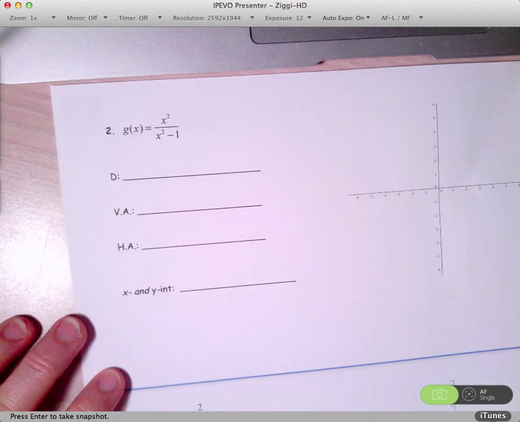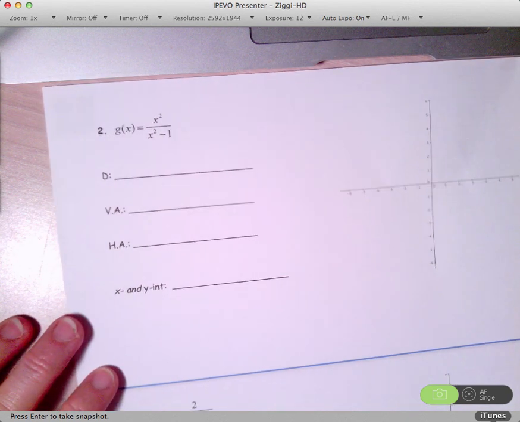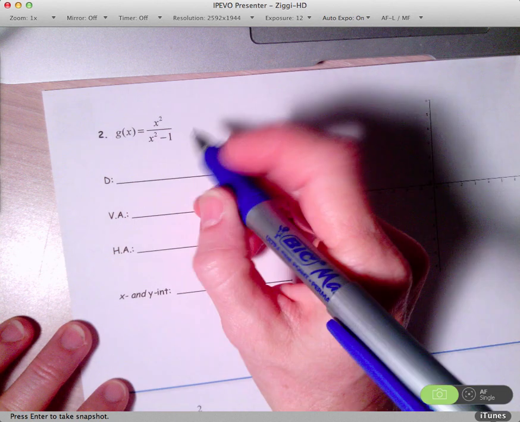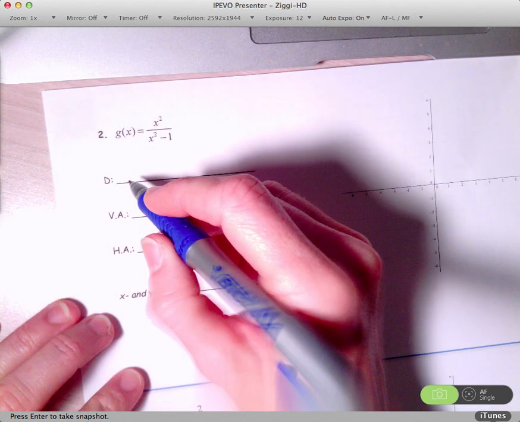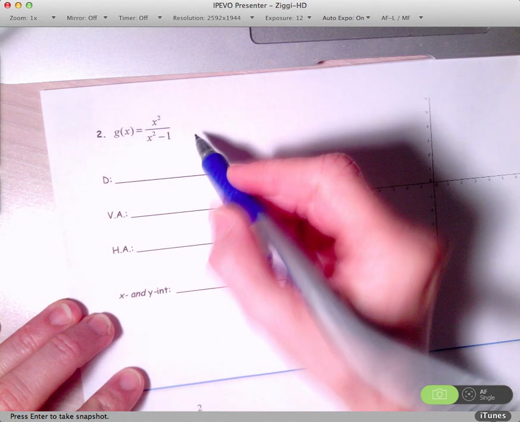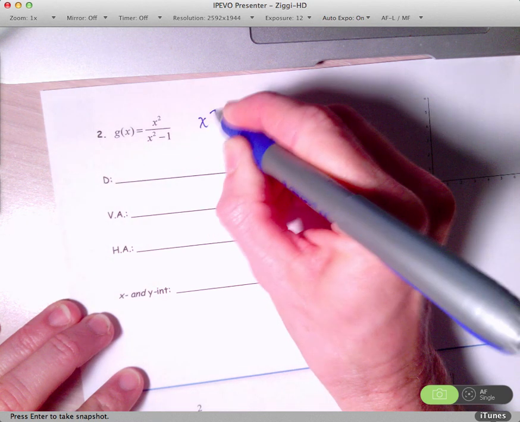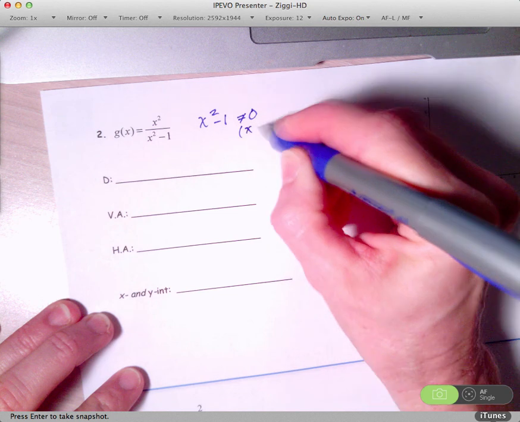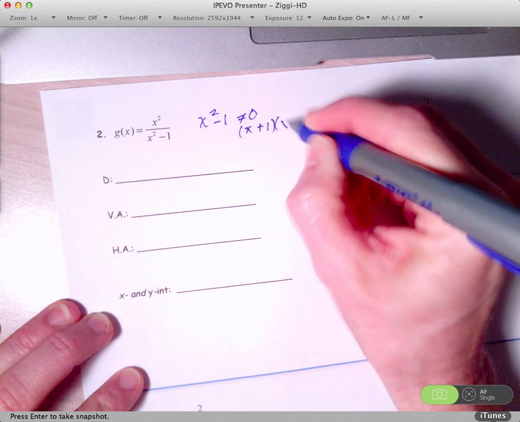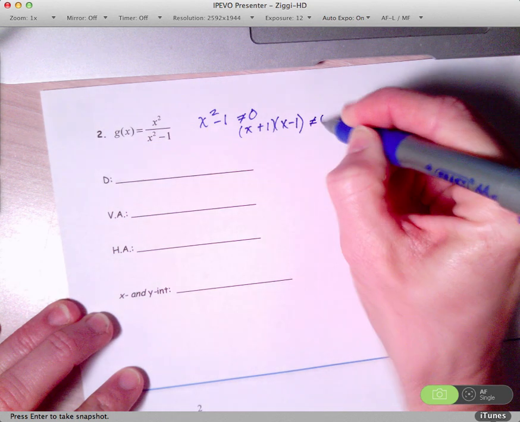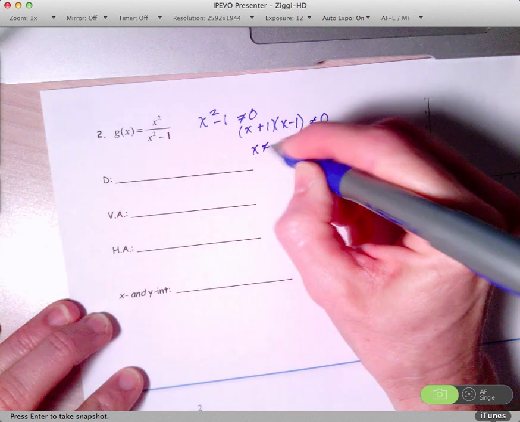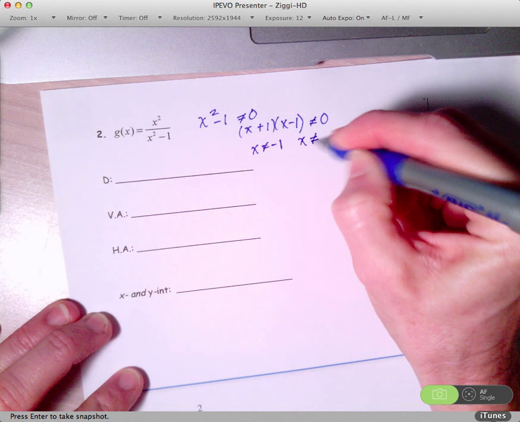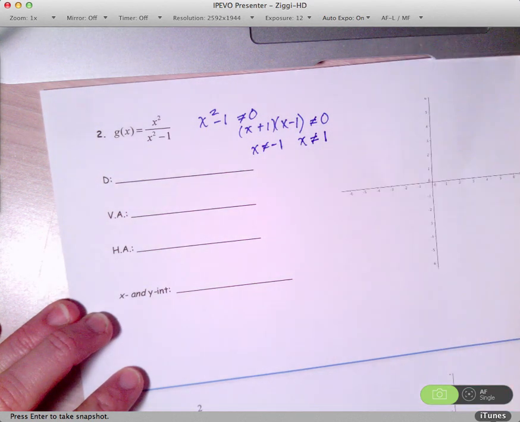Okay guys, I don't know what happened to the last video, so I'm redoing example number 2. Remember, you start out with the domain, which gives you the vertical asymptotes. So in this case, x squared minus 1 cannot equal 0. You factor it, x plus 1, x minus 1 cannot equal 0. So x cannot equal negative 1, x cannot equal 1, which means that's where your asymptotes are.